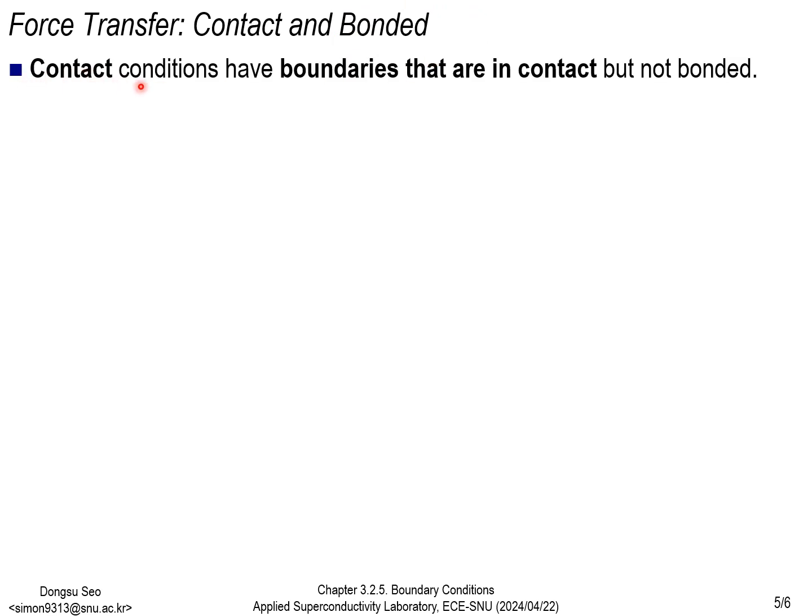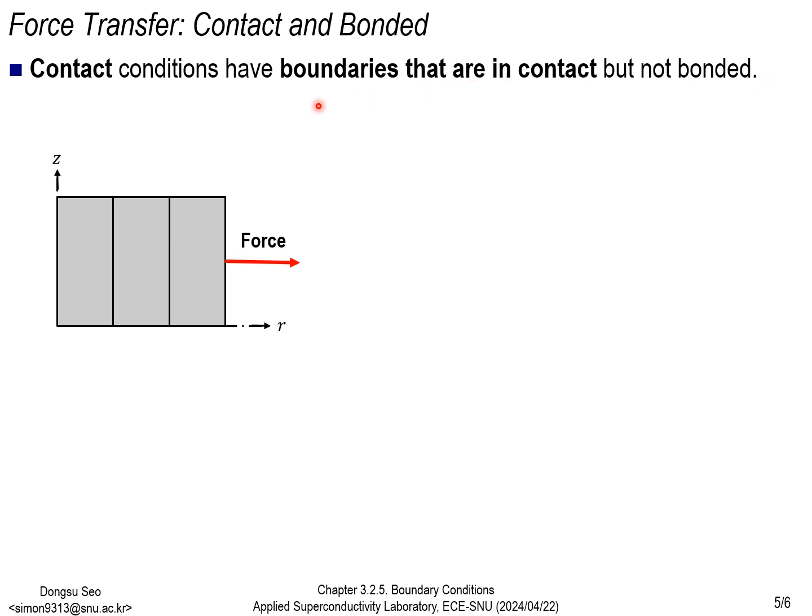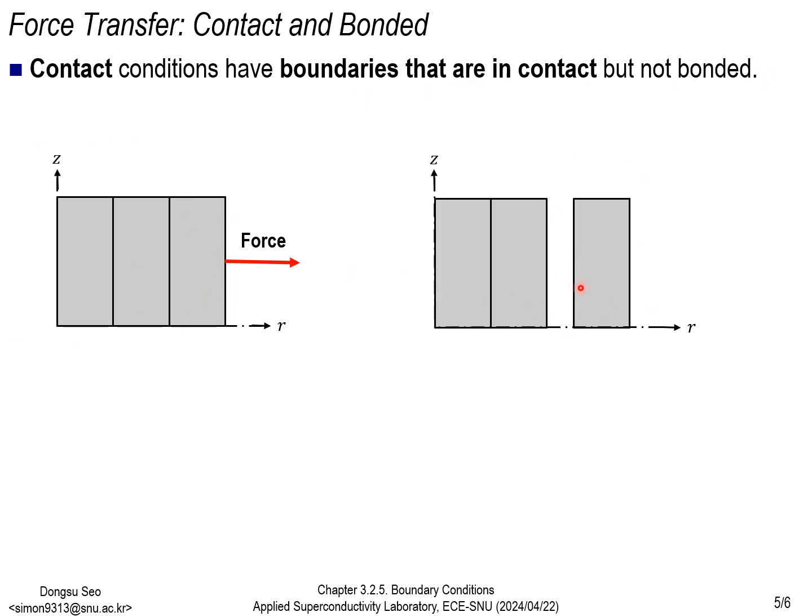Finally, we discuss the contact and bonded boundary conditions. Contact conditions have boundaries that are in contact but not bonded. If we apply force on the outermost turn and pull it, only the displacement of the outermost turn is affected by the contact condition. So, the compressive stress can occur.